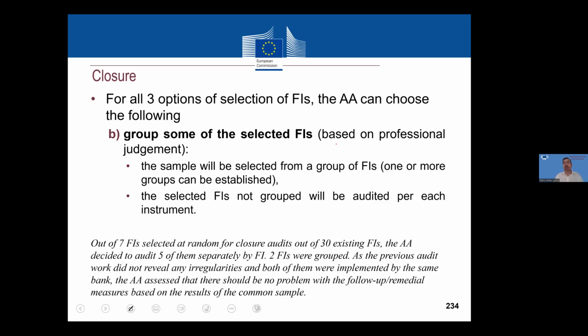You can decide, option B, to group some of the financial instruments based on professional judgment, and the sample will be selected from the group of the financial instruments. If you have financial instruments that are not grouped with other ones, these ones will be audited individually. Example, you have 7 financial instruments that you select randomly out of 30, and you decide that you want to audit 5 of them separately, and that other 2 are grouped together for some reasons. This is an option for you. And in fact, you have, let's say, 6 groups to audit. 5 are real individual instruments, and 1 is a group of 2 instruments.